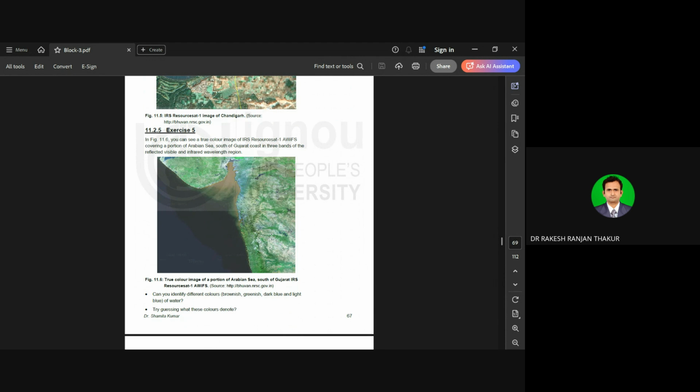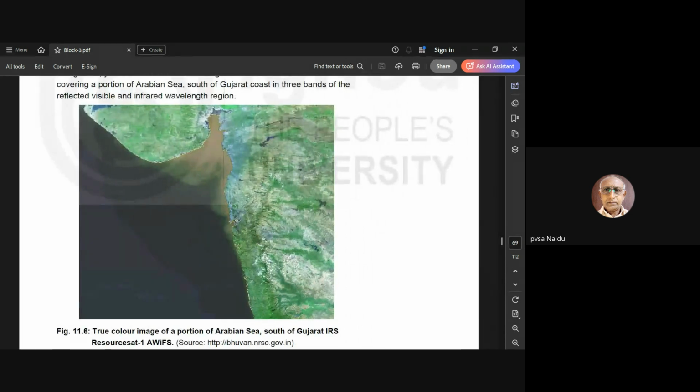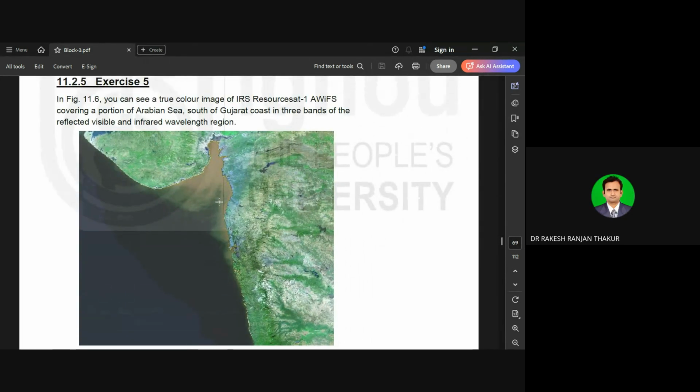Then in some area it is greenish. So what could this be? Maybe some mangrove, sir. No, how would mangrove come inside the water? Sometimes because some islands will be formed, and Sundarbans is also like that, sir. But here it is not like that. I'm just zooming it. It is not like that.